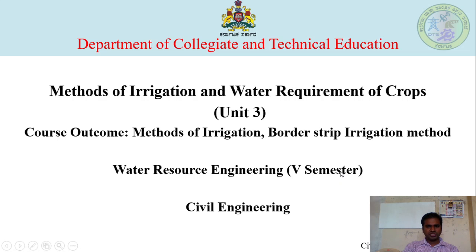Today we are going to discuss the subject Water Resource Engineering, in the 5th semester of Civil Engineering. In Water Resource Engineering, we are going to discuss the chapter Methods of Irrigation and Water Requirement of Crops. In this chapter, we are going to learn about the methods of irrigation, the border strip method of irrigation.